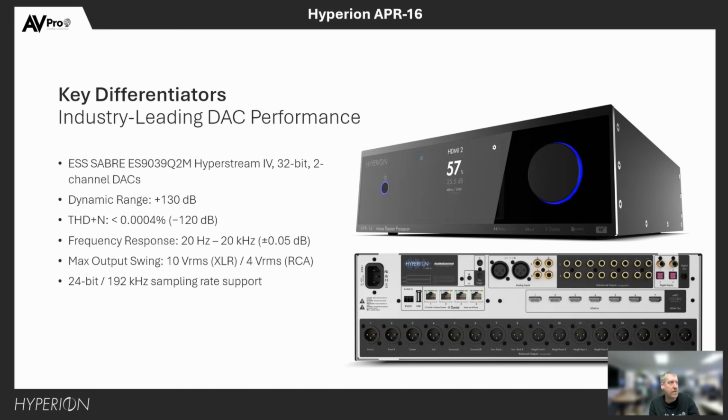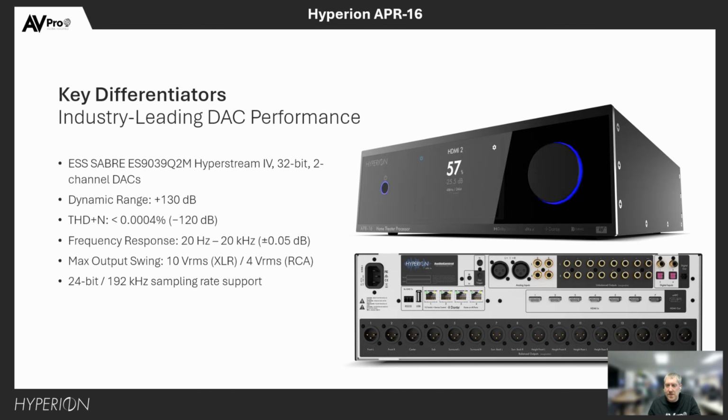So, DAC. Really, the heart of the Hyperion is the Saber DAC. It's one of the most advanced converters available on the market right now, with 32-bit processing. The result is exceptional measured performance: dynamic range of 130 dB, total harmonic distortion well under a thousandth of a percent, and really flat frequency response across the entire spectrum, staying within a 20th of a decibel from 20 hertz all the way to 20 kilohertz.